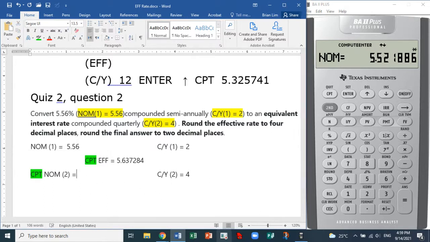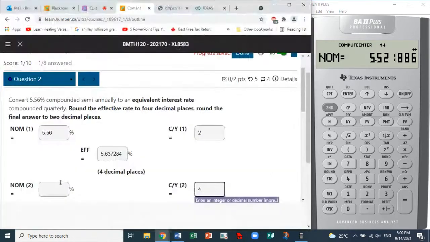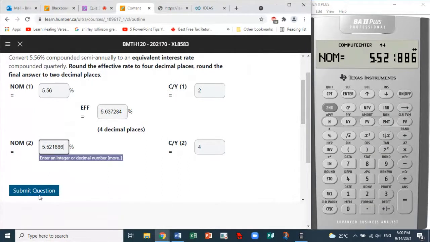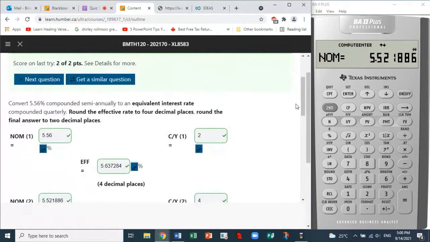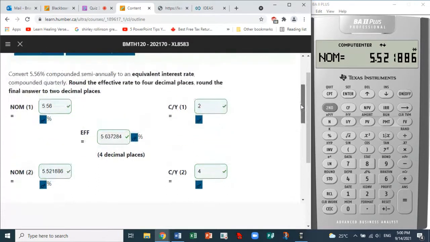And here the answer is 5.521886. I know it says round the final answer to 2 decimal places and the effective rate to 4, but it's better if you just put this entire answer in, and that should be correct. Hopefully everything goes well, and let's see. Yes, it marks it all. Okay, so the rounding is not absolutely necessary.